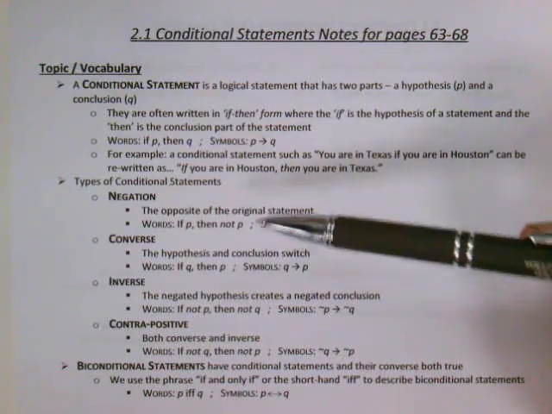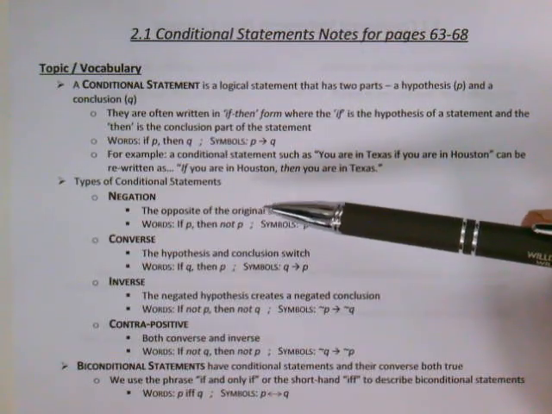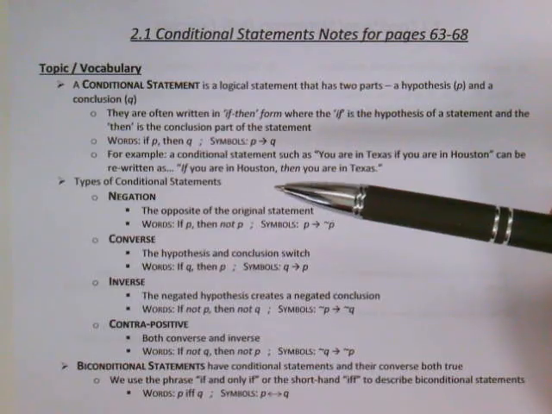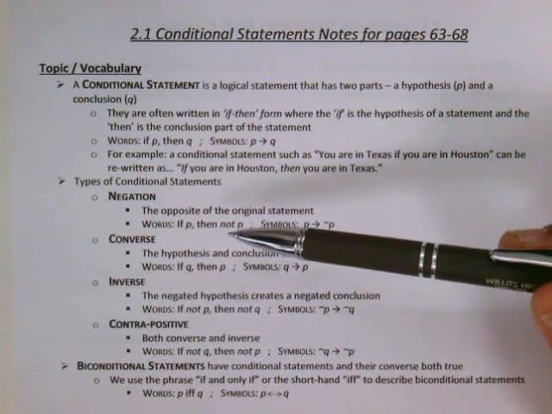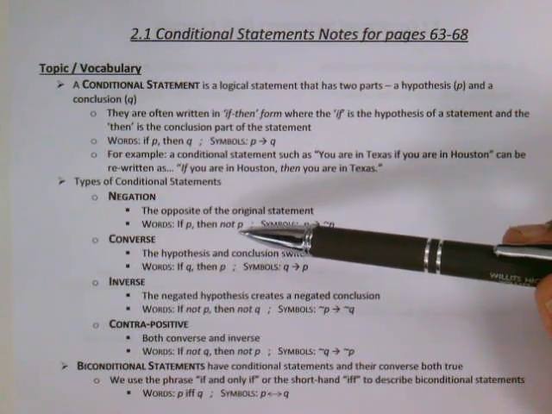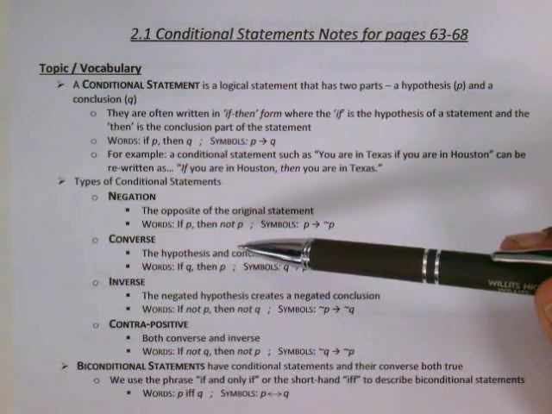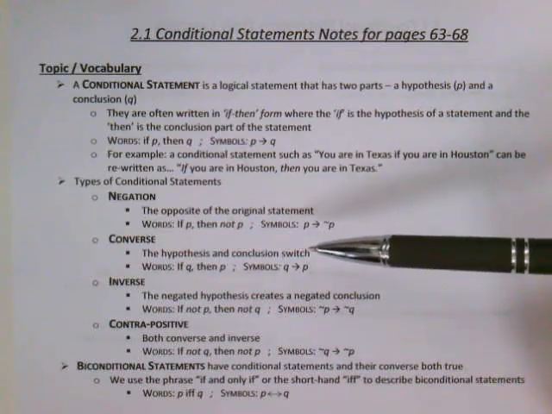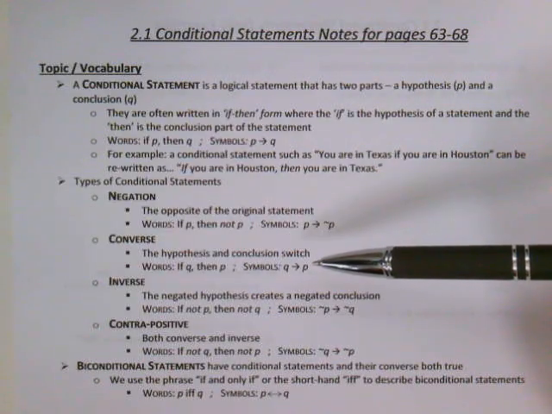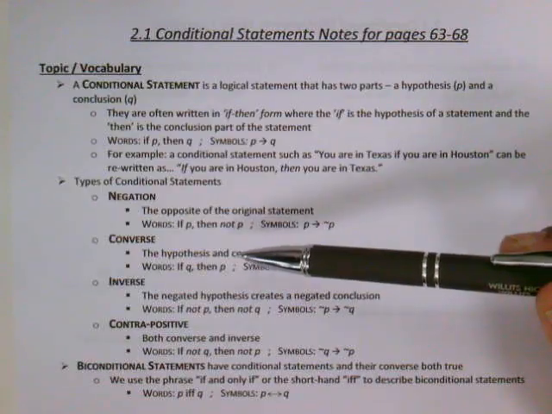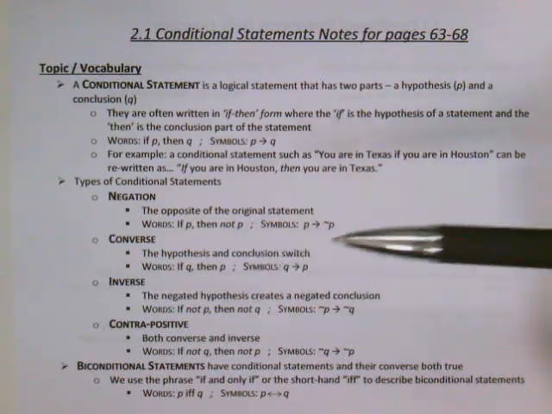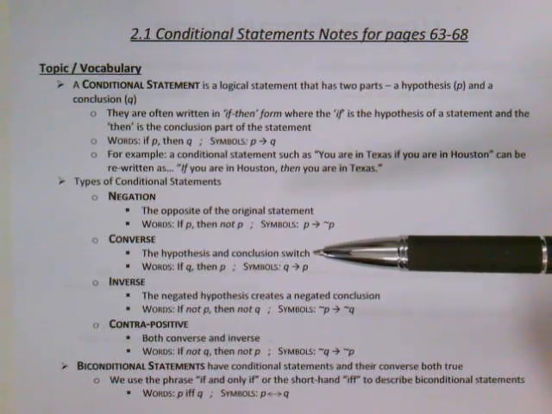And then there's what we call the negation statement. That is to say, if P happens, then not P. A converse statement would mean the hypothesis and conclusion are switched. In other words, if Q, then P. We'll go through some examples here in a little while.